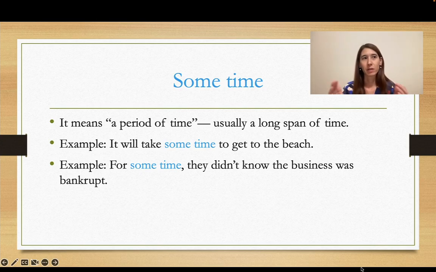So it will take a period of time. Maybe it will take us a couple hours because there's a lot of traffic. Or maybe we don't live near the beach at all and it will take maybe 5 hours. So it will take some time to get there. Let me give you another sentence example. For some time, they didn't know the business was bankrupt. So for a period of time, they didn't know the business was bankrupt.